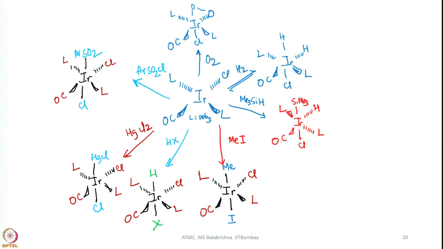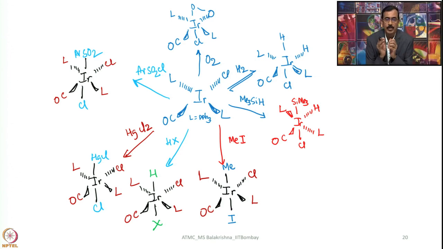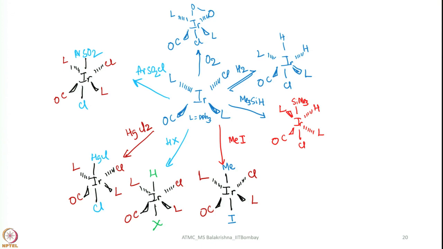So now I have written about 7 reactions. In all 7 cases, 7 different types of substrate molecules are undergoing oxidative addition on iridium(I), and in all these cases you can see iridium ended up in the plus 3 state, having 18 electrons and 6 coordination number. Let me discuss all these reactions in my next lecture.